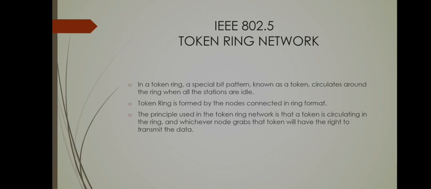IEEE 802.5. It stands for token ring network. In this token ring network, a token is circulated around the ring. The ring is formed by the nodes connected in a ring format. The token is circulated in the ring, and the node that grabs the token will have the right to transmit the data.